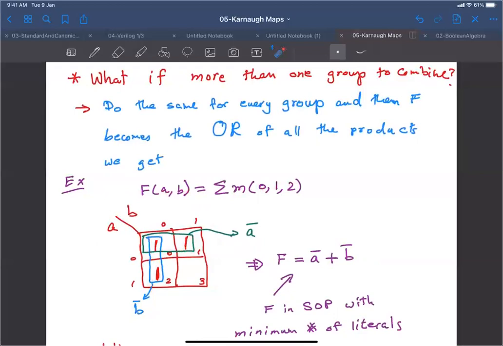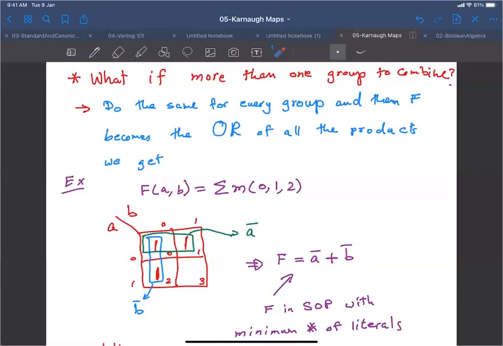Is going to be a complement, right? Why? Because the B is changing, so it should disappear. In the green rectangle here, the B is changing from 0 to 1, so it should disappear, and the A is 0, so we complement it. So my F in minimal form is A complement ORed with B complement.